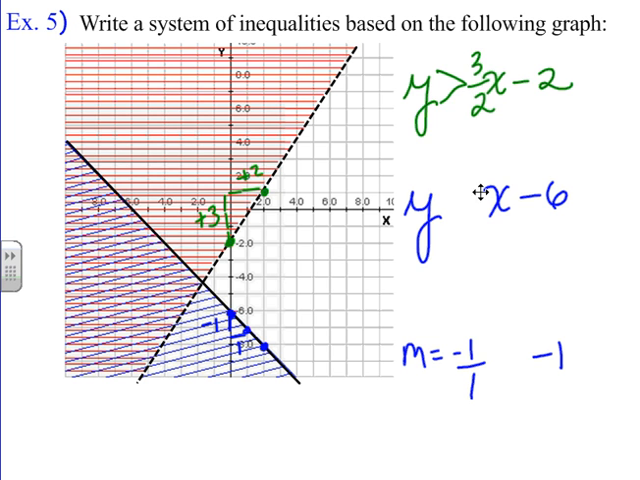Now I could put a -1 there, or I could just put a negative sign. That would also mean -1. So I'm going to leave it that way because it looks cleaner. We see that it's shaded below the line, so we know that it's going to be less than. But because the line is solid, we're going to add an equal sign to it as well.